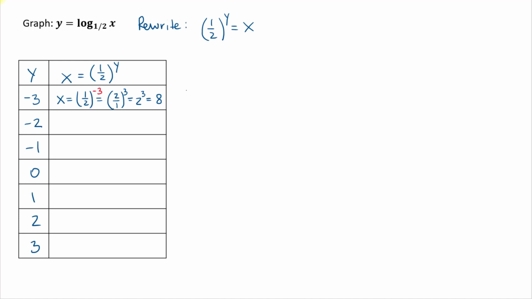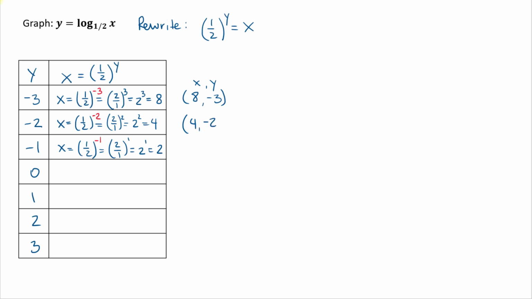Remember, when we write down an ordered pair, we always have to put x first and then y. So the first point is (8, -3). Okay, so I found 2 more points. Therefore, (4, -2) and (2, -1).